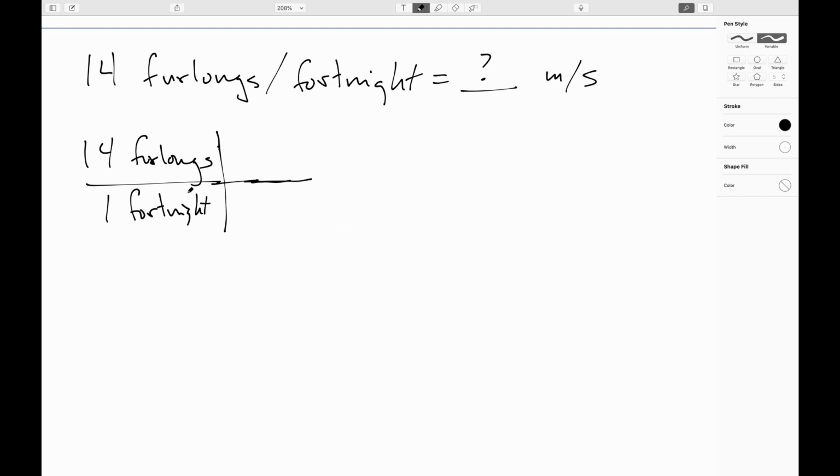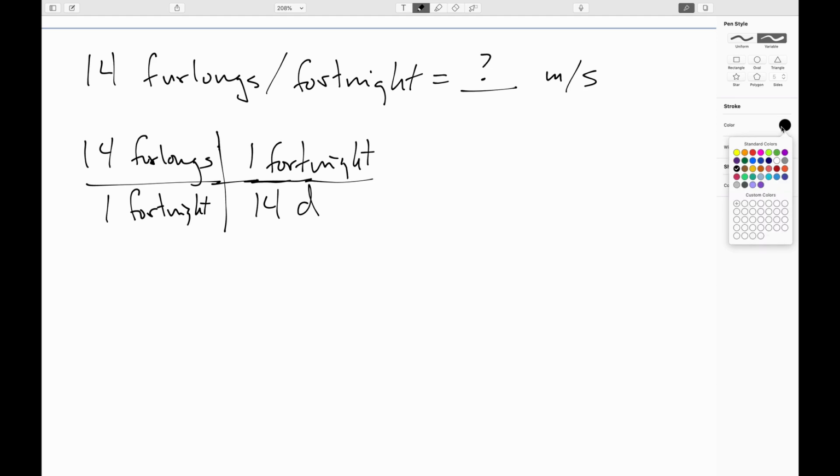So for instance, let's work on this fortnight. We know that a fortnight is 2 weeks or 14 days. All right, so now with that, we can go ahead and cancel the fortnights. We've got 14 furlongs per 14 days. Cool. Now, though the day is closer to being a second than a fortnight was, so that's some sort of progress. We might sit and think, well, what's closer yet?